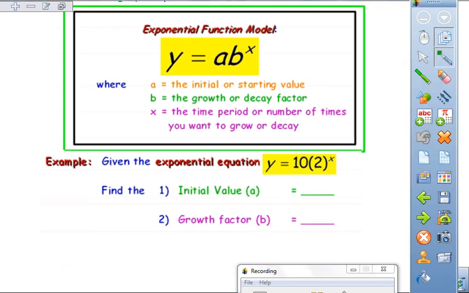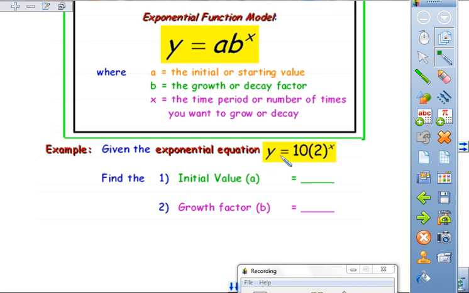So here's a short example. Here is an exponential equation. Our initial value, A, is 10, and our growth factor is 2. Because this value is bigger than 1, this is growth. If it was a number less than 1, then it would be decay. So we're starting with 10, and our population is doubling every period.